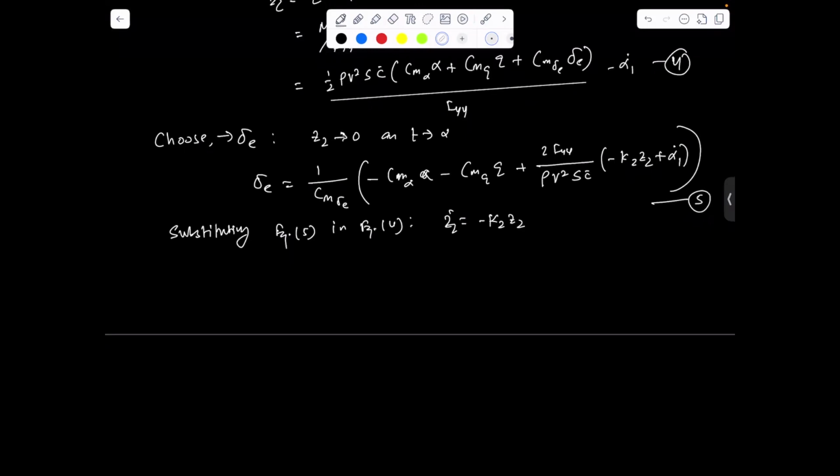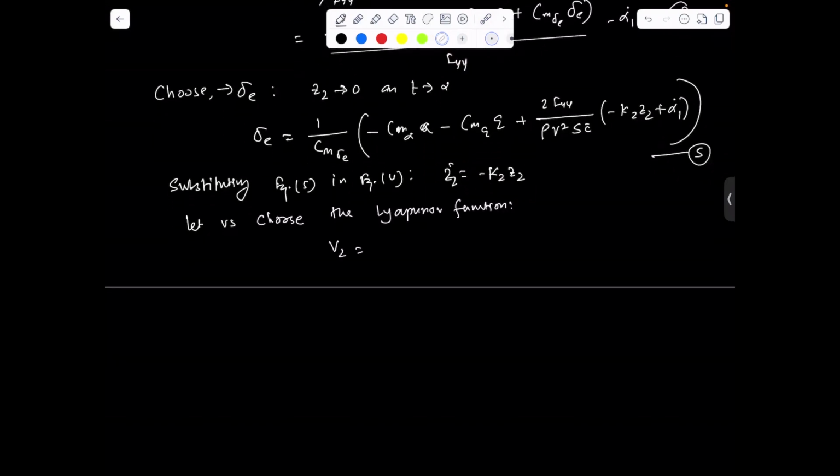Now let us define a Lyapunov function. Here we've already found the controls, and we have shown this is stable. Now we'll check the overall stability of the system using the Lyapunov stability theorem. So let us choose the Lyapunov function as V2 equal to half G1 square plus half G2 square.